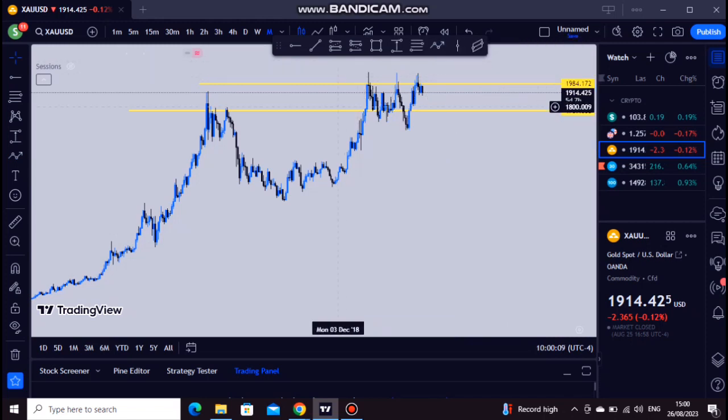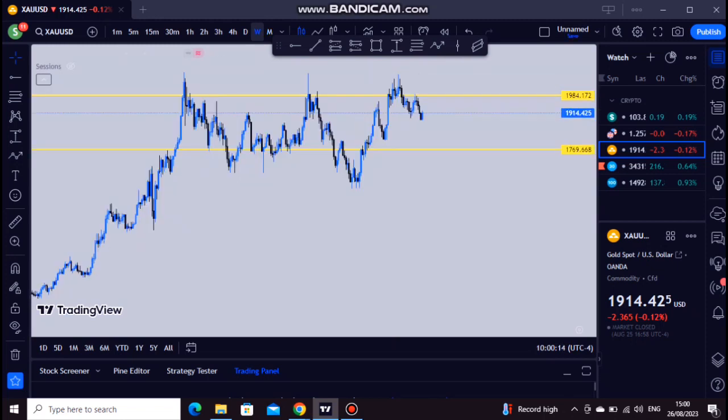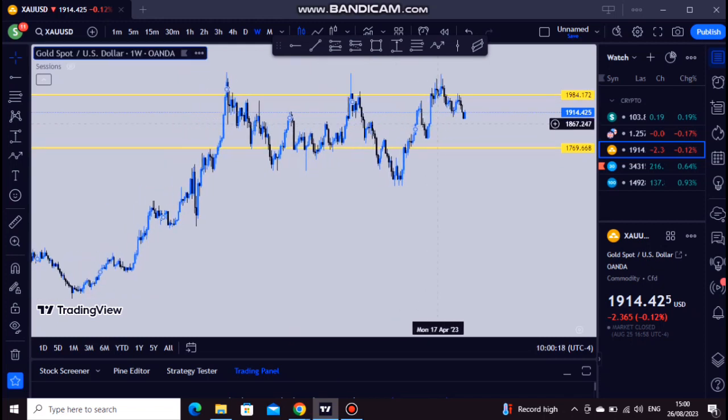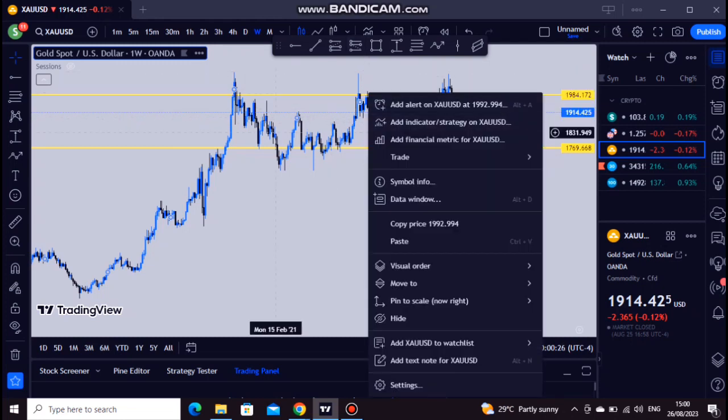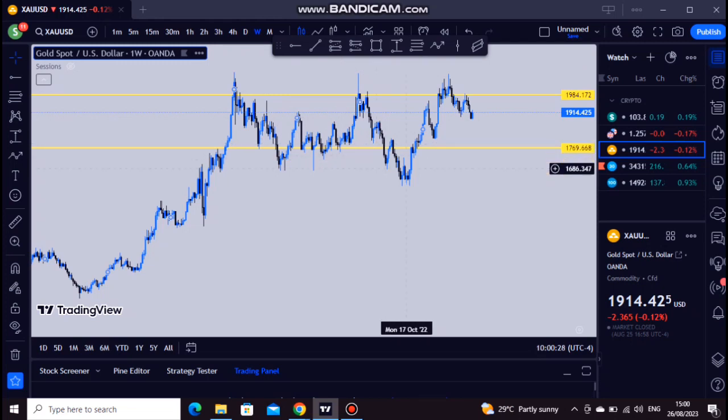So for now, let's go to the weekly time frame. On the weekly time frame, I'm going to be removing all of these lines that you're seeing on my chart. Since we have identified that we are in a downtrend, we are to draw our support and resistance on the weekly using the weekly time frame. So I'm going to be deleting this. Once I finish drawing it, I will delete the lines.